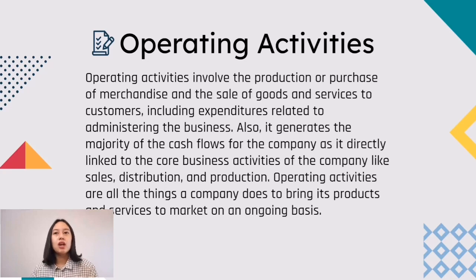Operating activities are all the things a company does to bring its products and services to market on an ongoing basis. Cash flows from operating activities is a section of a company's cash flow statement that explains the sources and uses of cash from ongoing regular business activities in a given period. This typically includes net income from the income statement, adjustments to net income, and changes in working capital. Cash inflow refers to what comes in and cash outflow is what goes out.